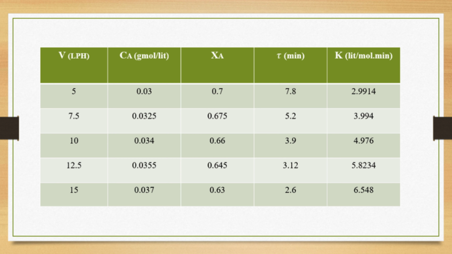minus 1 upon Ca naught and mean residence time. For the above observation table, the slope comes out to be 4.736, which is the value of K graphical. As you can see, the value of K graphical and the value of K calculated theoretically are almost the same.